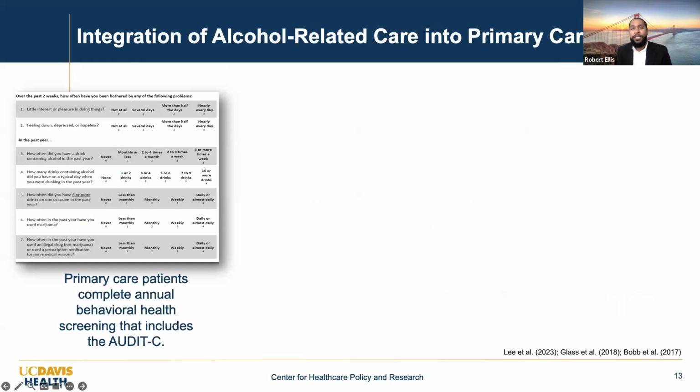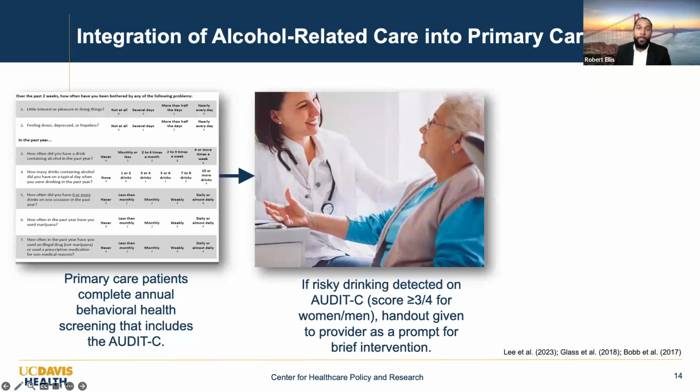Around 2015, KPWA began to integrate alcohol-related care in primary care settings. And it goes as follows. The primary care patient completes the annual behavioral health screening that includes the AUDIT-C. In future slides, I will show you a larger picture of what the AUDIT-C looks like in case you have never seen it before. If risky drinking is detected on this AUDIT-C, meaning an AUDIT-C score of 3 for women and 4 for men, a handout is given to providers as a prompt for brief intervention.